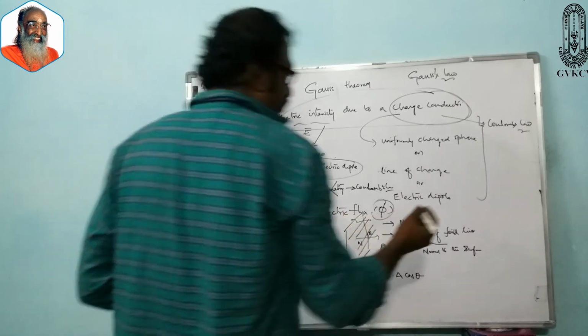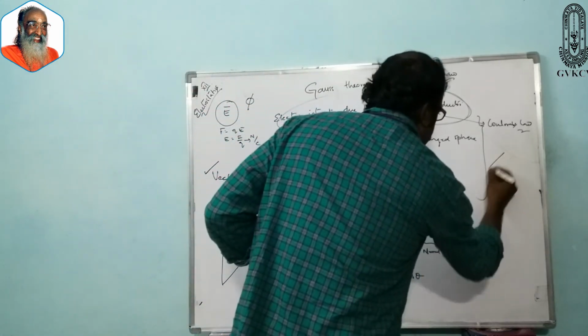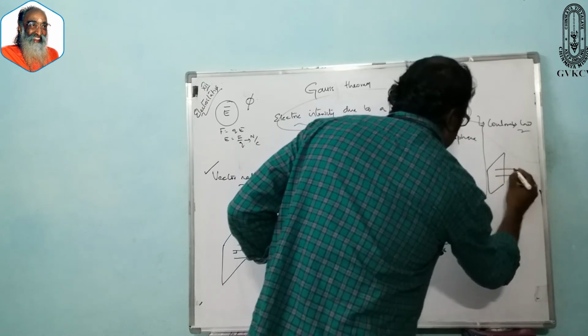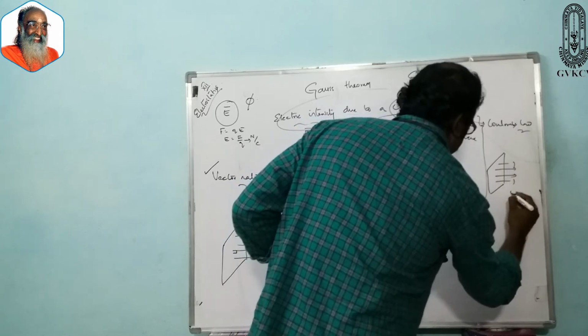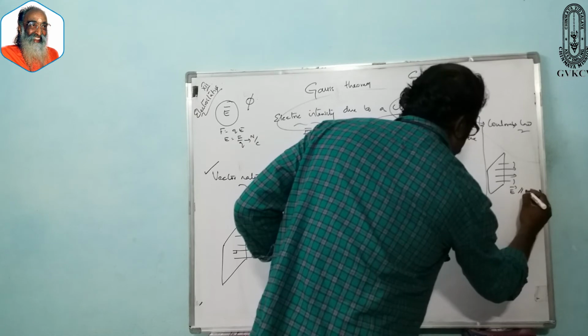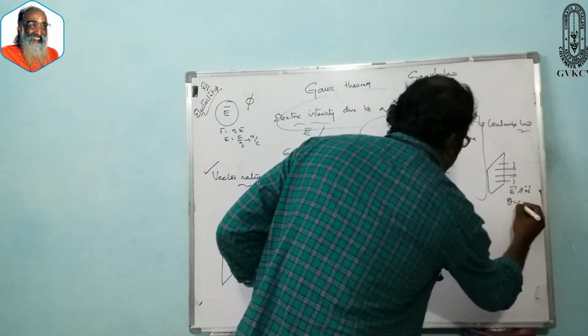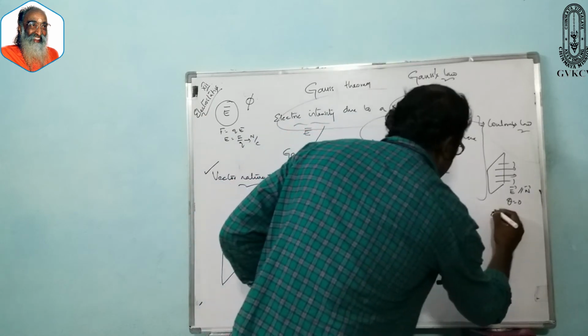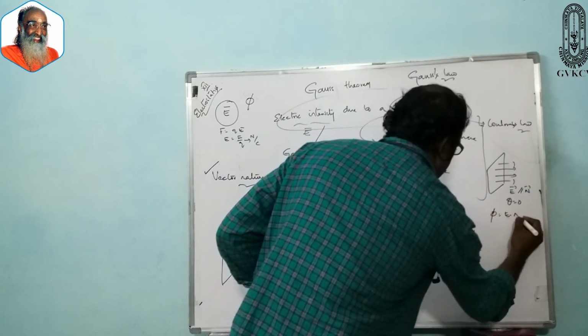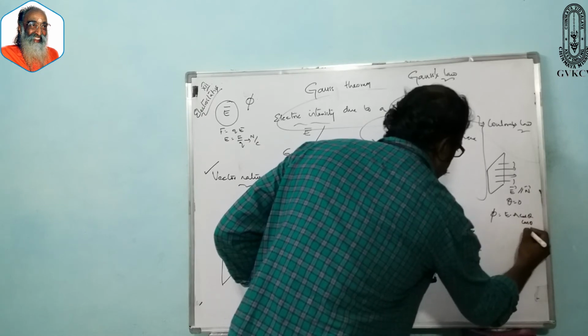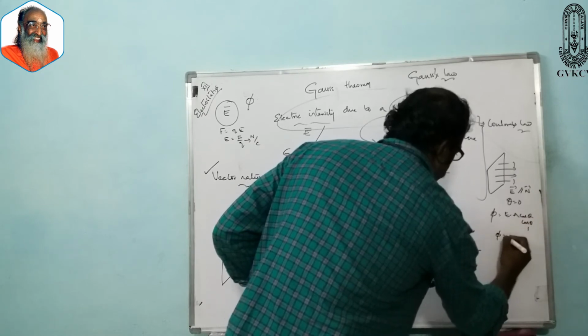Now suppose this is the surface, this is the normal, and the electric field is parallel to it. If E is parallel to the normal, that means theta is equal to 0, then phi is equal to EA cos theta, that means cos 0. Cos 0 is 1, so phi is equal to EA.